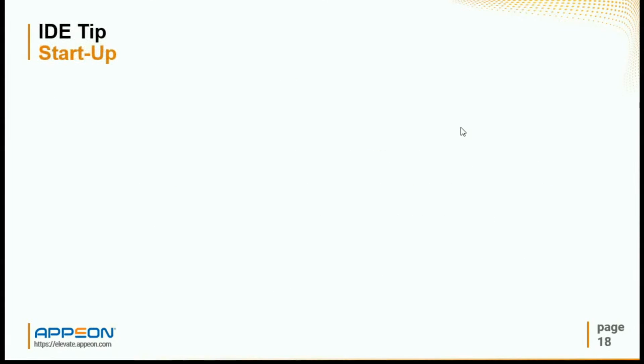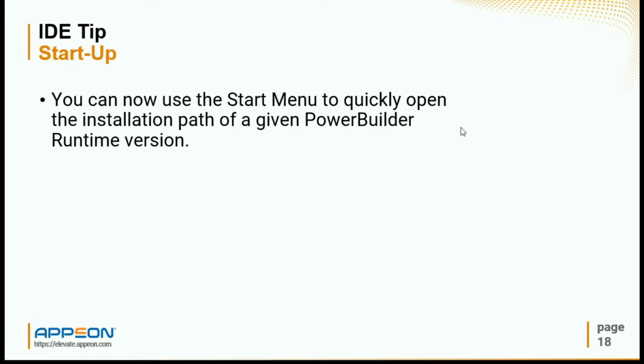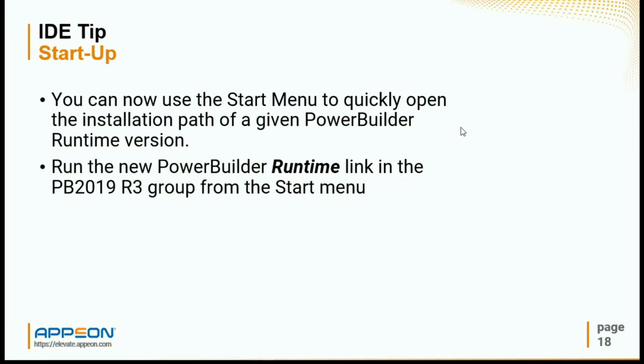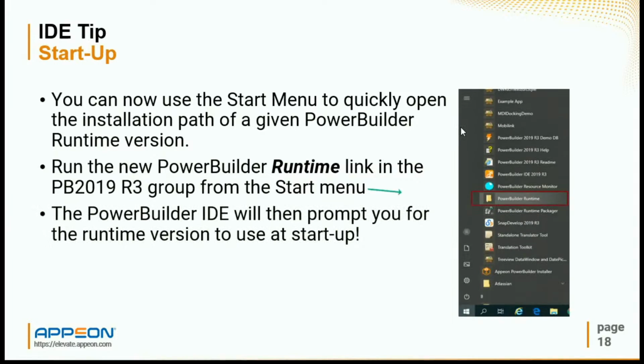So at Application Startup, when you start the IDE, there's a new Start menu option in revision number 3. So there's a new runtime link added to the R3 group in the Start menu. You can see it here on the right-hand side, PowerBuilder Runtime. When you select this link, it'll actually start the IDE, but it'll prompt you for the runtime, as opposed to starting the runtime and then having to go to the System Options dialog. You can do it all in one shot.